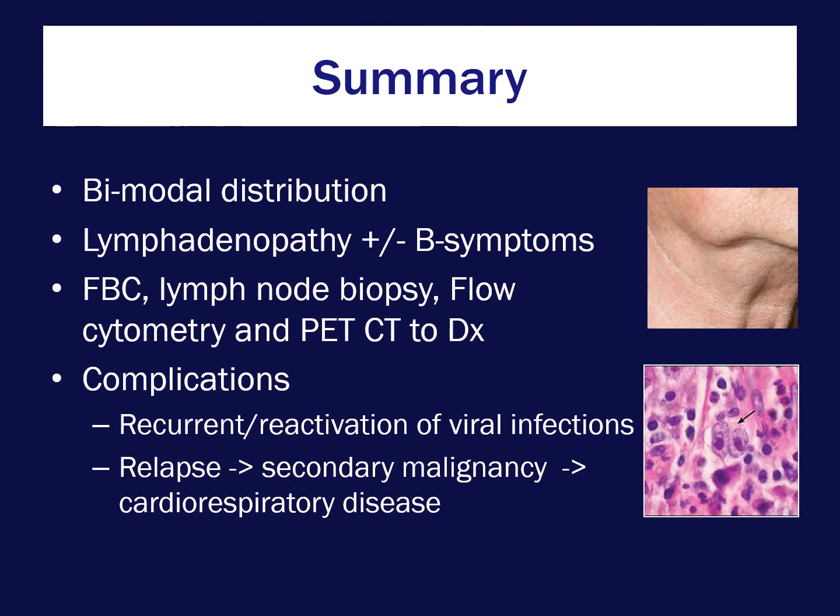In summary, Hodgkin's lymphoma has a bimodal distribution, with patients presenting in early adolescence and adulthood, and later in those over 70. They have lymphadenopathy, which may become painful upon alcohol consumption, plus or minus the B symptoms of fever, weight loss, and night sweats. The basic and key investigations to diagnose and stage the disease are a full blood count, lymph node biopsy, flow cytometry for the cluster of differentiation markers, and a PET-CT. The complications experienced by said patients relate to the recurrent or reactivation of viral infections, disease relapse, secondary malignancy, and cardiorespiratory disease.